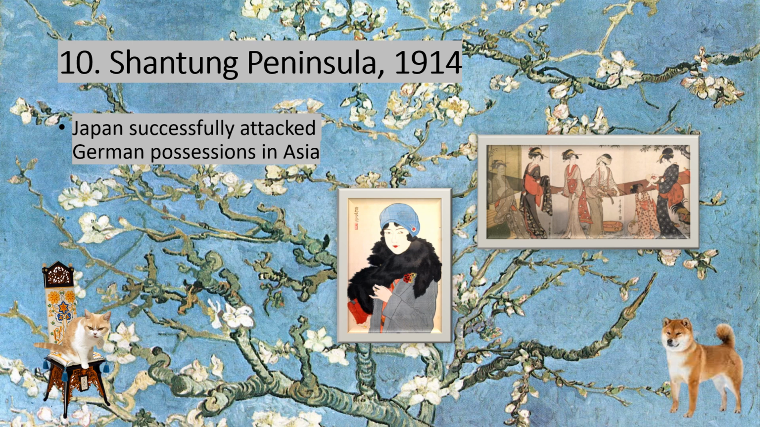During this period, Japan took control of various German colonies in the Pacific, including Palau and the archipelagos of the Marianas, the Marshalls, and the Carolines.